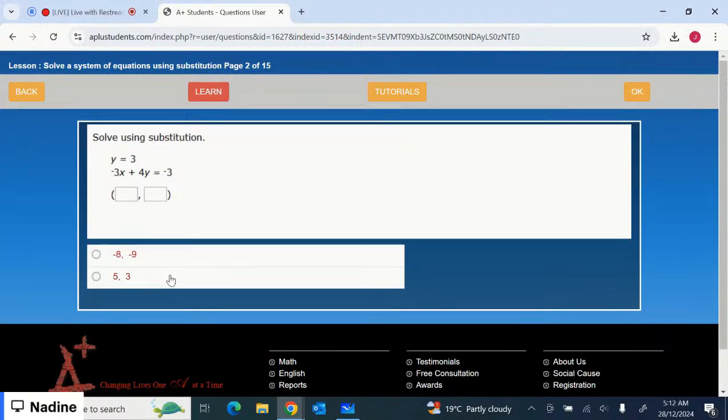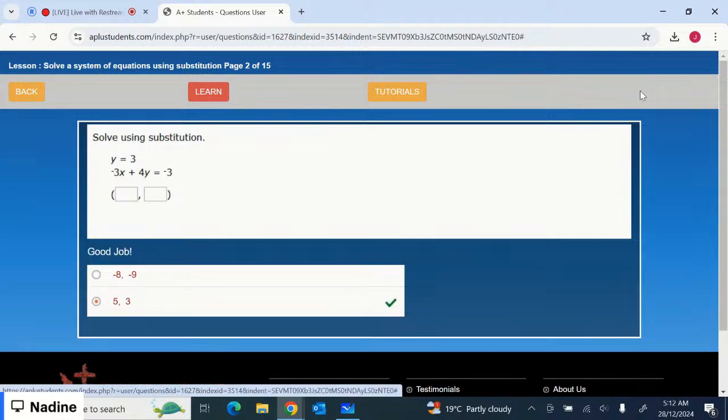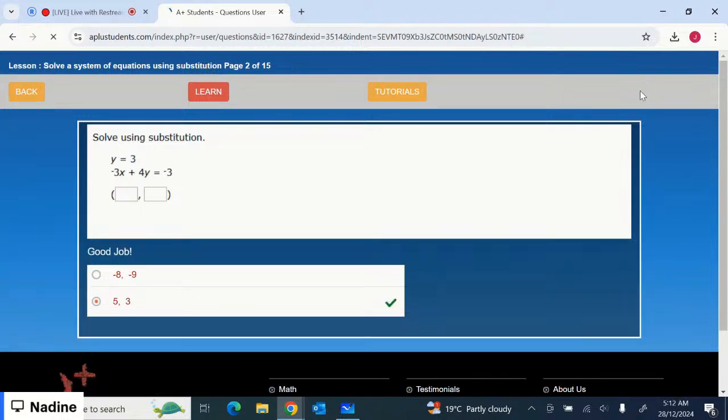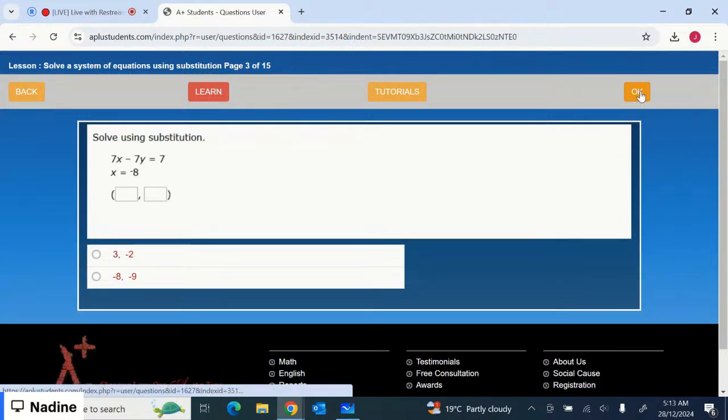Option number 2 is the correct option. Solve using substitution. Which is the correct option? That is option number 2.